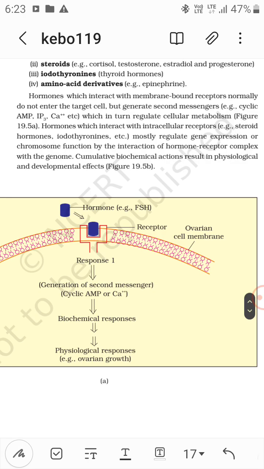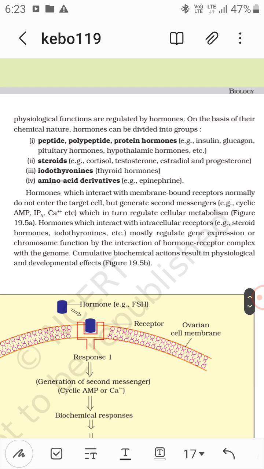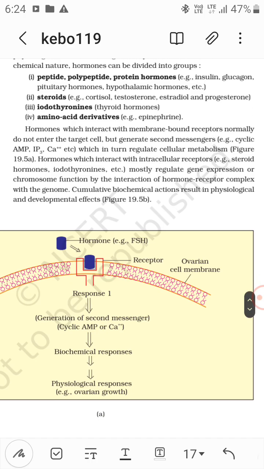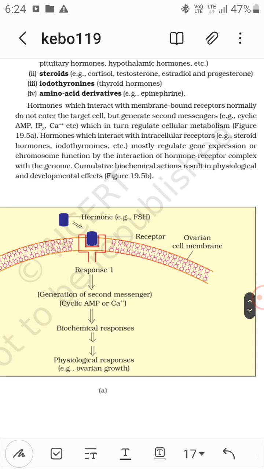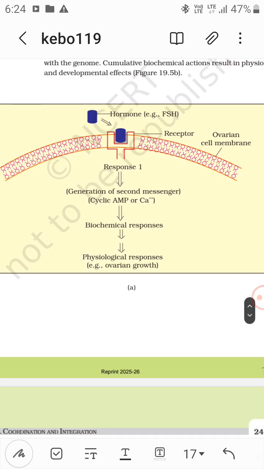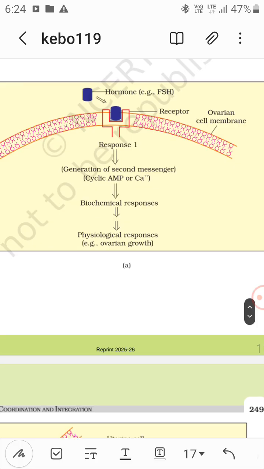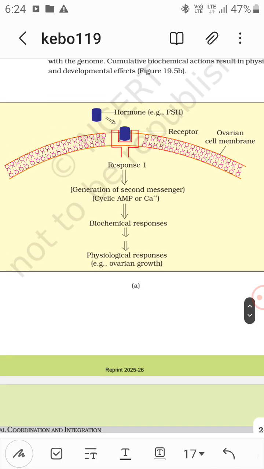Hormones which interact with intracellular receptors, like steroid hormones and iodothyronines, such as cortisol, testosterone, estradiol, progesterone, and thyroid hormones, mostly regulate gene expression or chromosome function by the interaction of the hormone-receptor complex with the genome, right? So in the first diagram, you see hormones like FSH and LH.